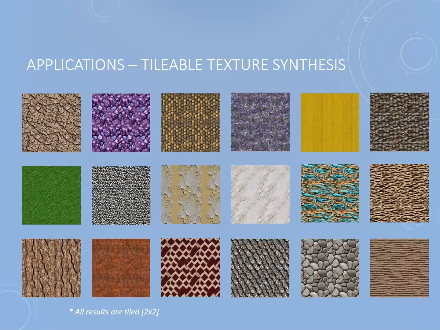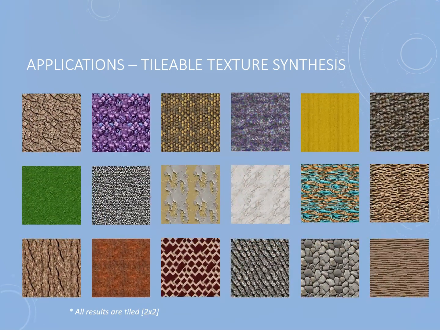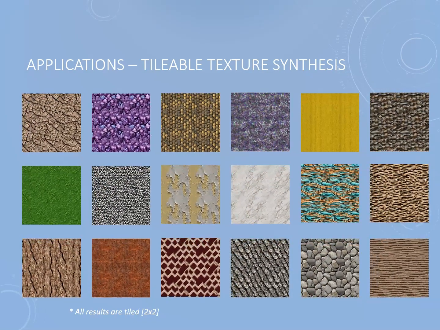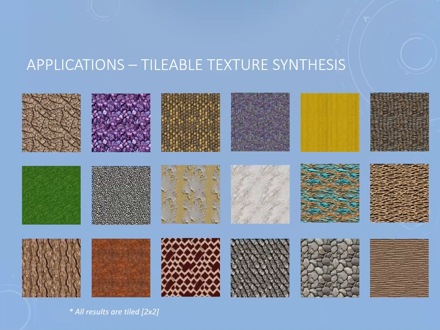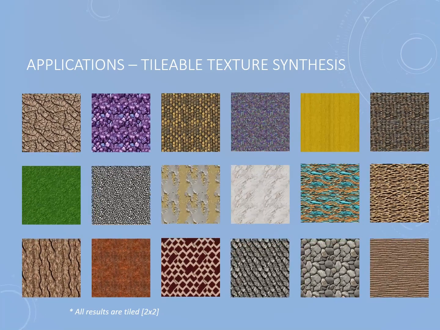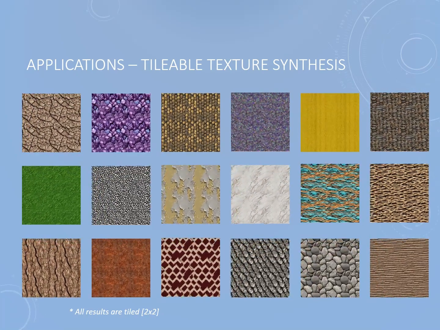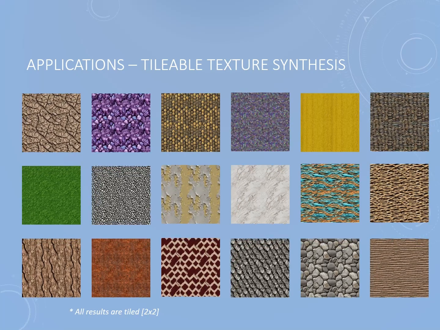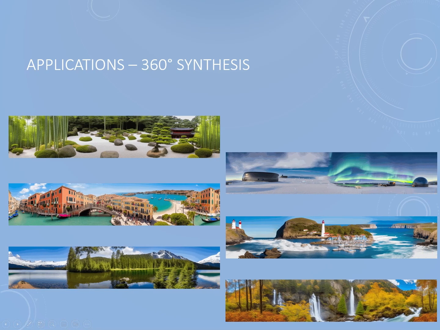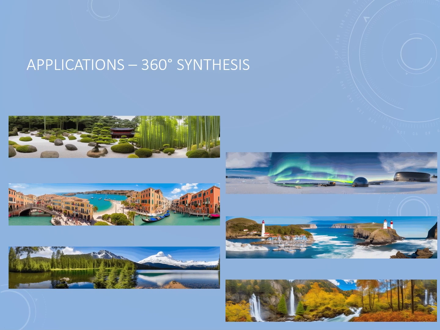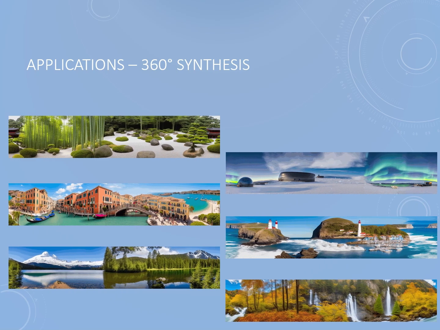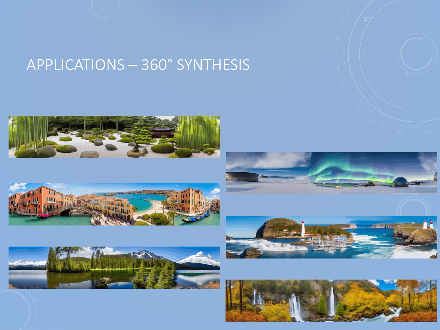Our applications span multiple domains. For texture synthesis, we generate diverse, seamlessly tileable textures directly from text prompts. Each of these examples tiles perfectly in a 2x2 arrangement, covering materials from wood and stone to fabric and geometric patterns. For 360-degree synthesis, we create wraparound panoramic images with seamlessly connected edges. This produces continuous views perfect for wide-angle landscapes or architectural panoramas.